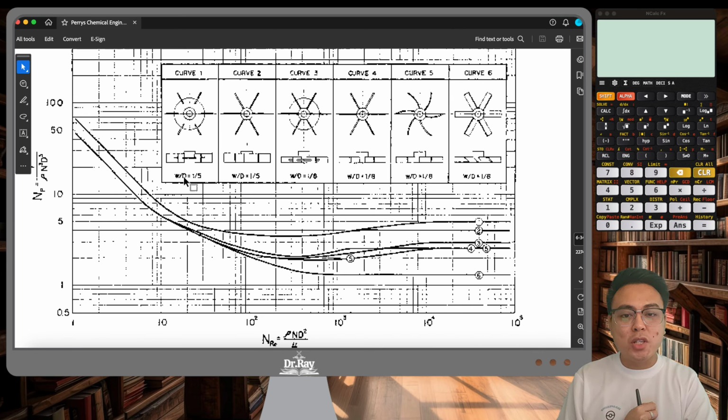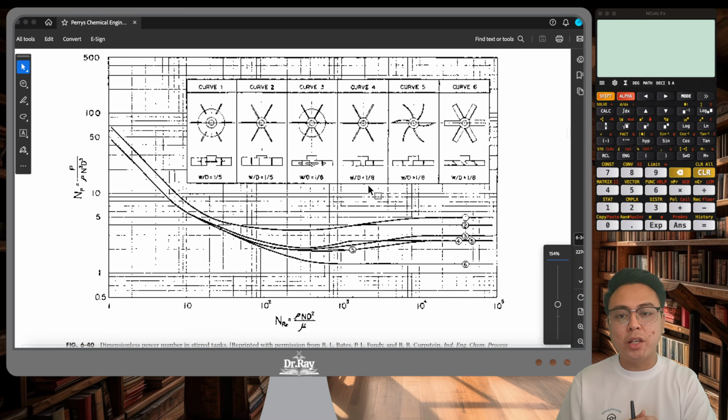So you have options here for curves 1 and 3. They're both the one with the disc, but the first one is 1/5. The curve 3 is 1/8. And then for curve 2 and 4, they are the same design, but the first one is 1/5. The second one is 1/8. So that's the main difference between those two, right?